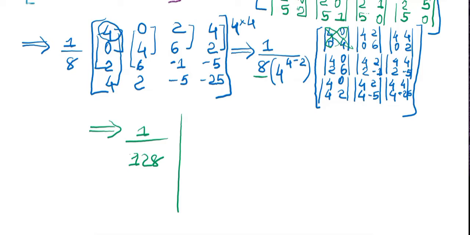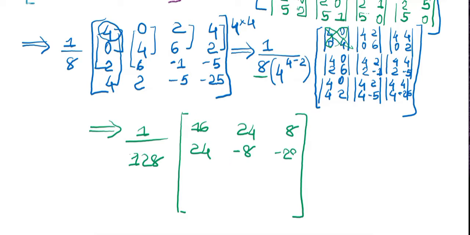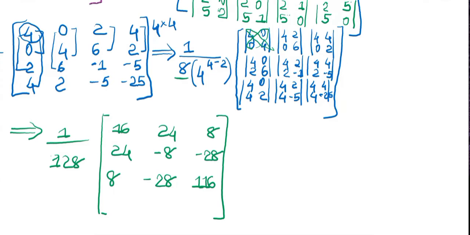And we'll solve this, which is 4 into 4 minus 0 into 0. That is for the first it will be 16. Then 4 into 6 minus 2 into 0, which is 24. Then 4 into 2, 8. And minus 0, so it will be 8. Then 24 minus 8 minus 28. Then 8 minus 28. And it will be minus 116.